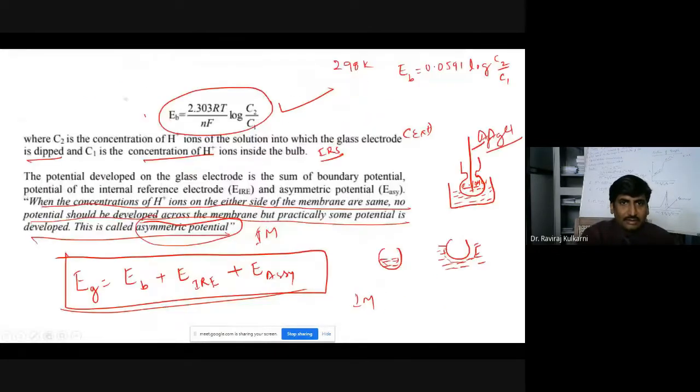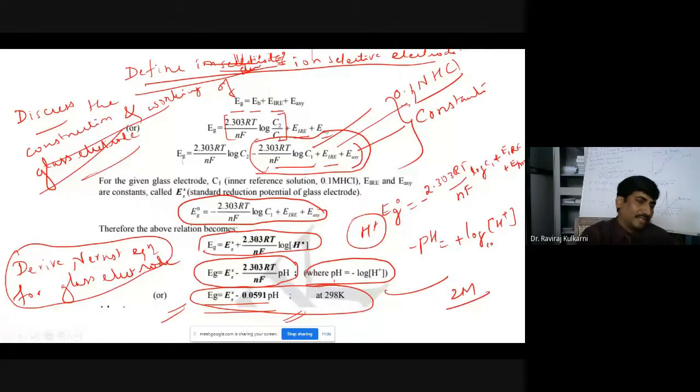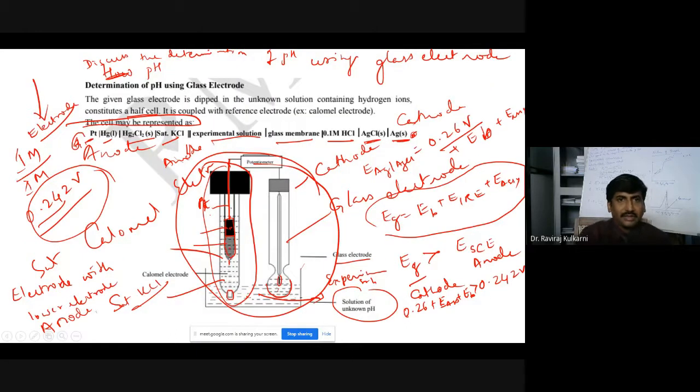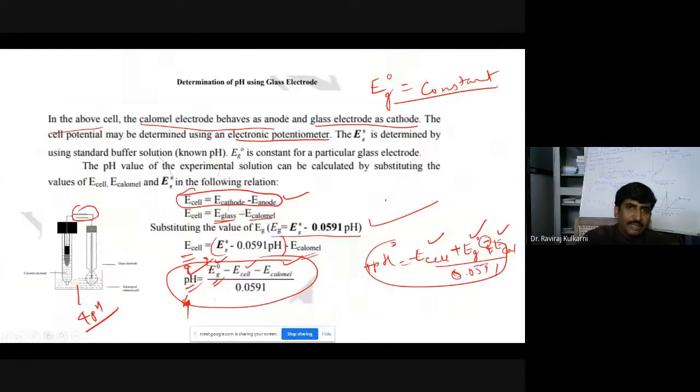This part, and this part up to here. If they ask to discuss the construction and working of glass electrode or derive the Nernst equation for glass electrode, up to the derivation you have to write from here to here. If they ask how the pH is determined using glass electrode, or discuss the determination of pH using glass electrode, then you have to couple this with the calomel electrode. You don't have to derive the Nernst equation. You directly substitute here and get this.